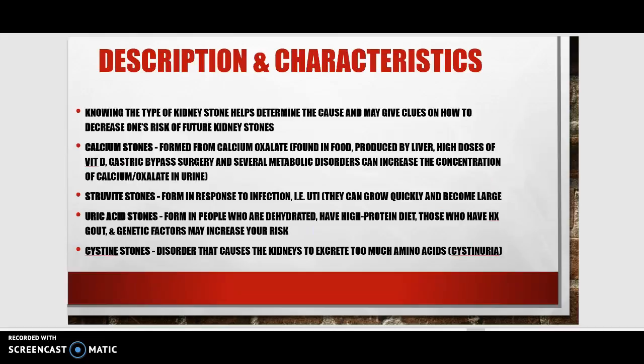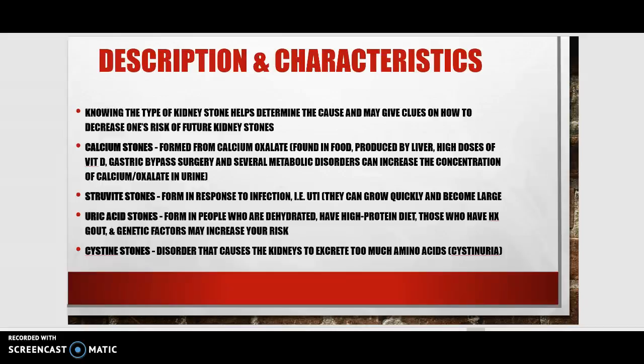Description and characteristics. Knowing the type of kidney stone helps determine the cause and may give clues on how to decrease one's risk of future kidney stones. Calcium stones form from calcium oxalate. It's actually found in foods produced by the liver. High doses of vitamin D, meaning dietary. People who have a history of gastric bypass surgery and several metabolic disorders can increase the concentration of calcium or oxalate in the urine.